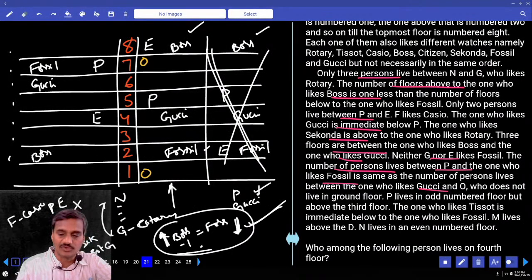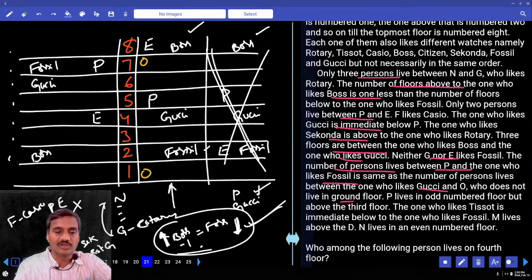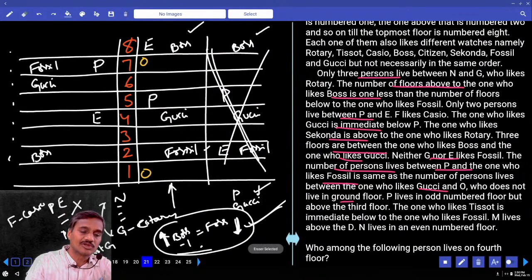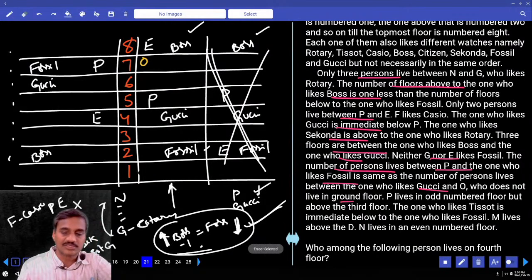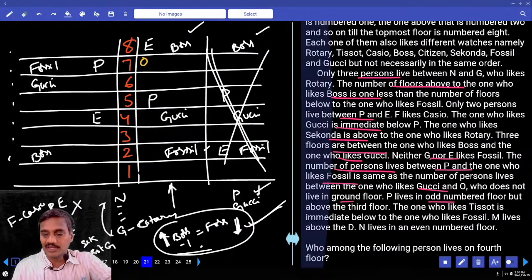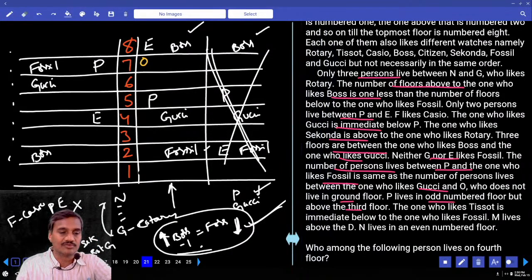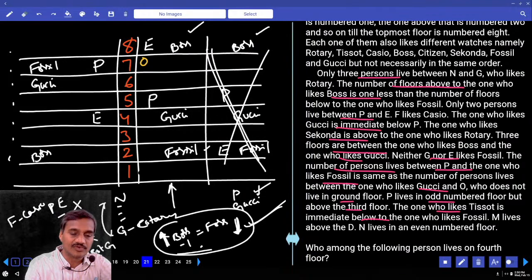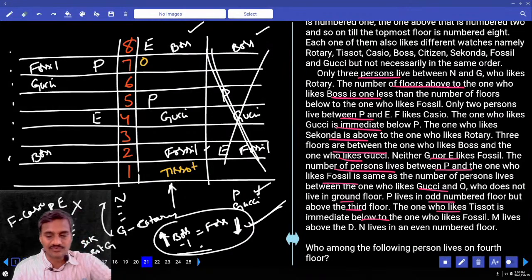Gucci and O. O does not live on the ground floor. As O does not live on the ground floor, hence O must be on the 7th floor. P lives on an odd number floor but above the 3rd floor, so the 5th floor. The one who likes Tissot is immediately below the one who likes Fossil. Now Tissot is immediately below Fossil.